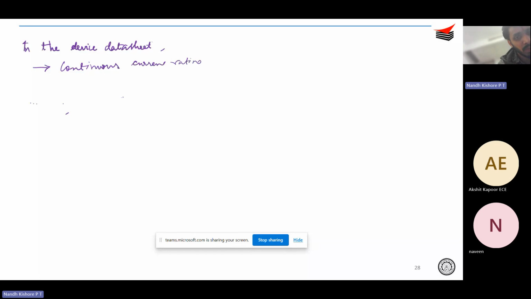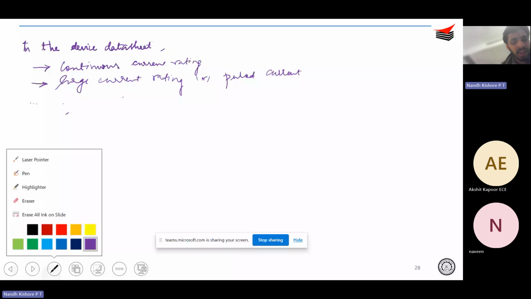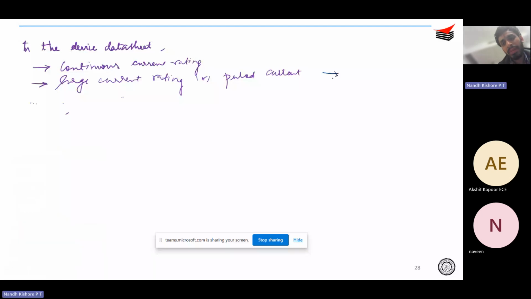Okay. And another one will be surge current rating. Surge current rating, or it is also known as pulse current rating. Generally, the surge current rating or the pulse current rating, as we call it, can be 2 or 3 times the continuous current rating.